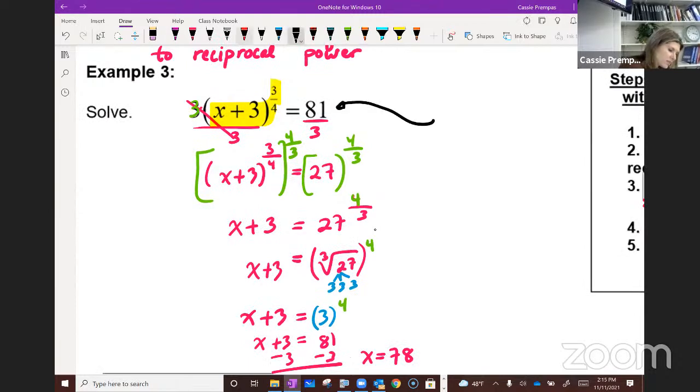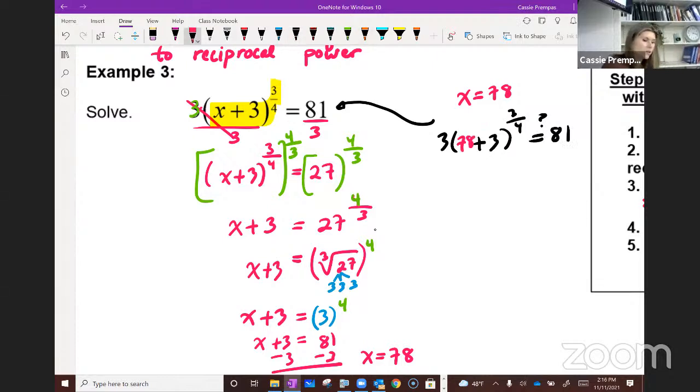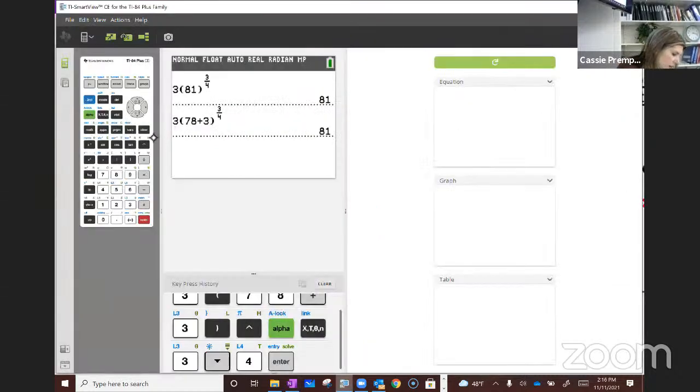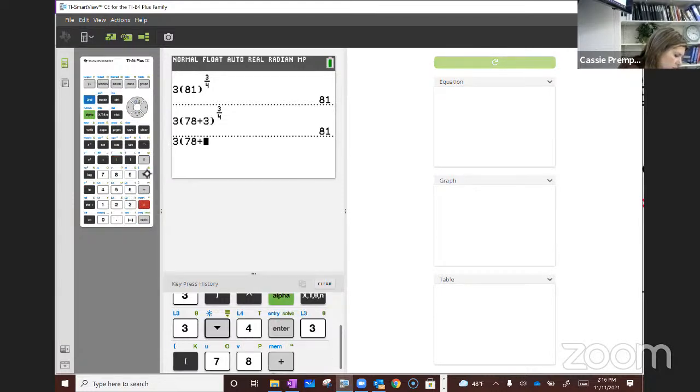So I'm going to see, does x equal 78? And to check that, I'm going to ask, is 3 times the value of x plus 3 raised to the 3/4 really equal 81? So I'll put 78 in for x and see, does it work out? Probably, because we'd have to take the 4th root of 81 and then cube it. So let's see, do we know how to enter this in? We would type 3 times parentheses 78 plus 3.